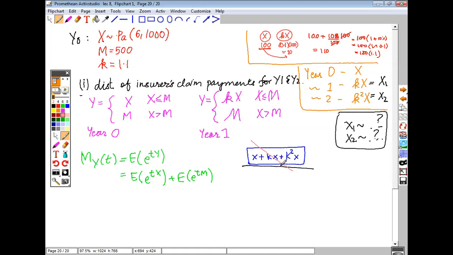Ma'am, I just wanted to say that the expectation of e raised to ty can't be expressed as the sum of two expectations. Why do you think it can be expressed in the form of integration? Ma'am, because we can't directly say that y is the summation of x plus y. We can do it in the form of integration, but not exactly the sum of those two. And how will we do it in terms of integration? It will be the integral from 0 to m of e raised to tx f of x dx plus the integral from m to infinity of e raised to tm f of x dx.